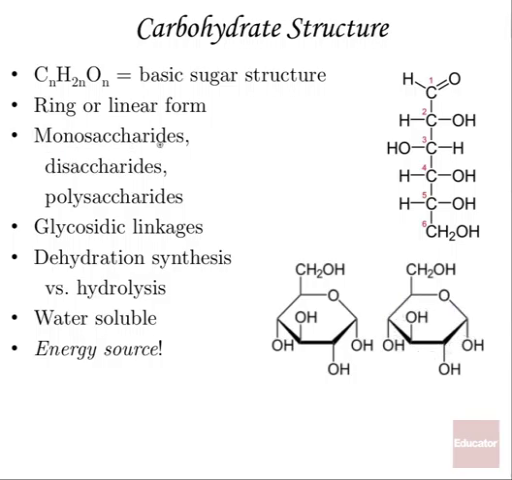So monosaccharides are single sugars. Glucose is the classic one. Disaccharides is a double sugar. So we could connect these 2 glucoses to make something called maltose. Maltose is a disaccharide. That's where you get malt sugar from. And the way it happens is you make a glycosidic linkage, which is just a fancy term for saying a bond between 2 monosaccharides. And the way you do that is through a dehydration synthesis or dehydration reaction.